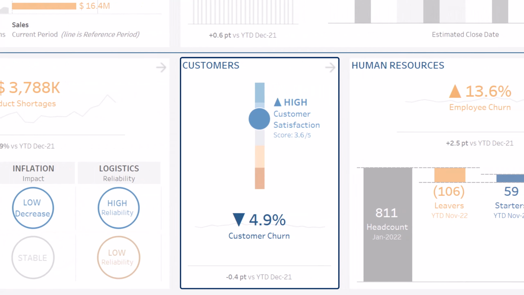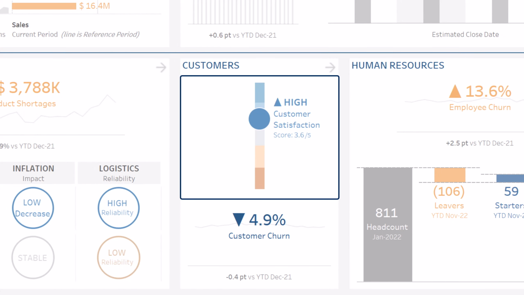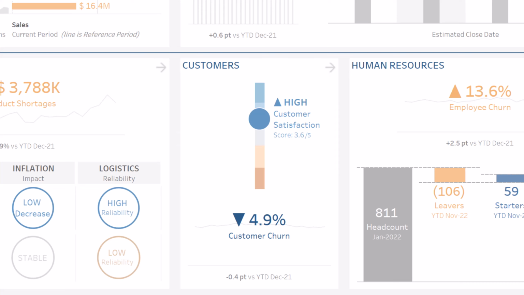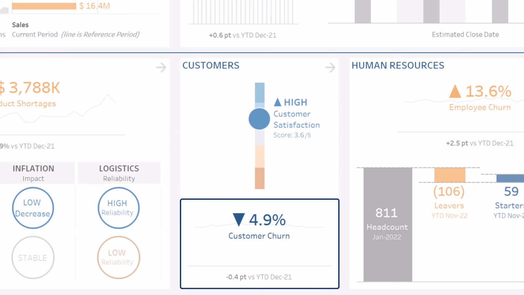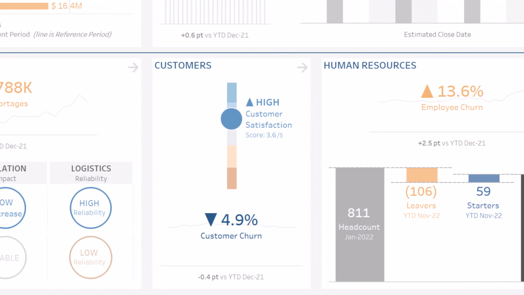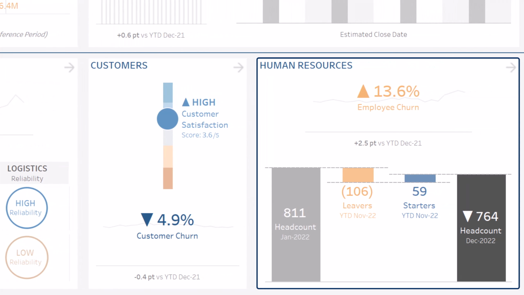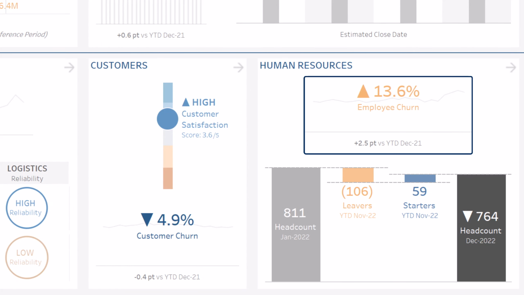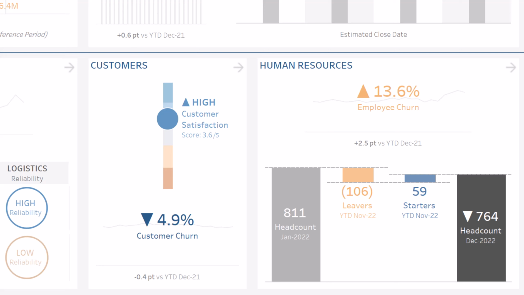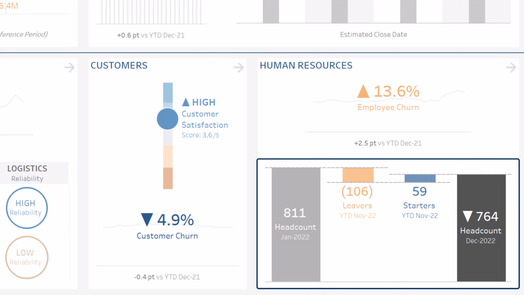Customers. How satisfied are your customers? What is your ability to retain customers? Human resources. Are you retaining your talent? How your headcount has evolved over the period.